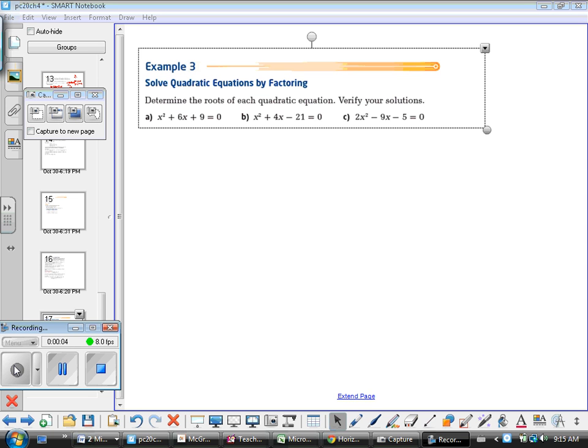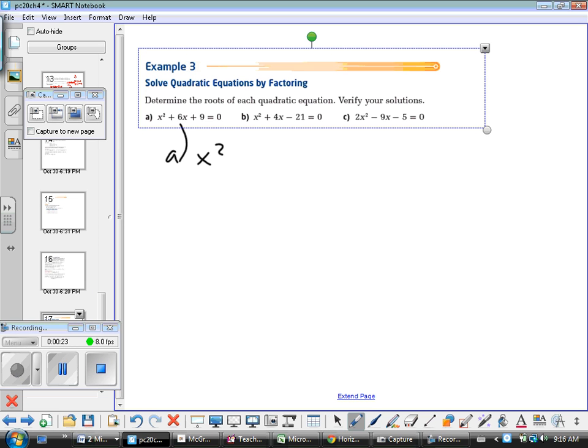Okay, this is example 3. It's from 4.2 and it's on page 223. It says determine the roots of each quadratic equation and verify your solution. So I'm going to take my quadratic equation. Okay, one second. I'm going to orient this because it's wicked off.